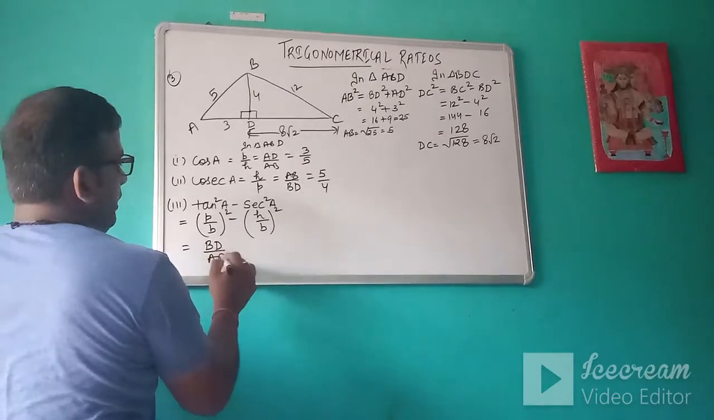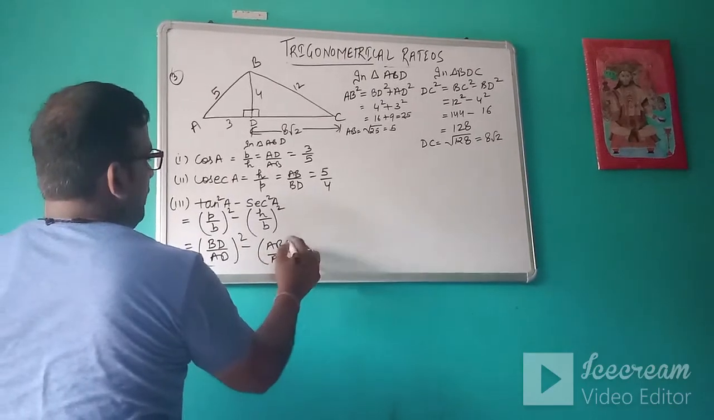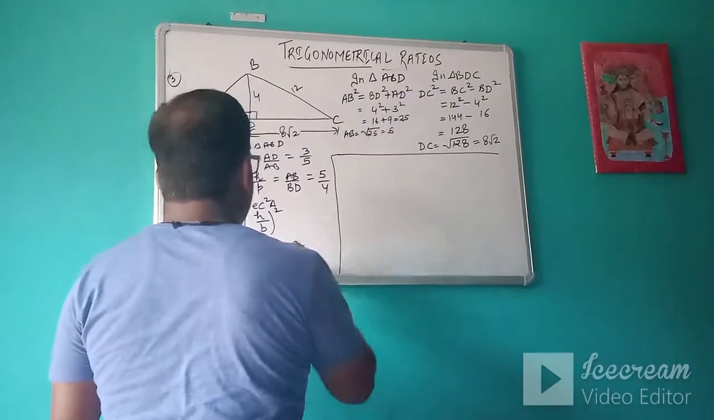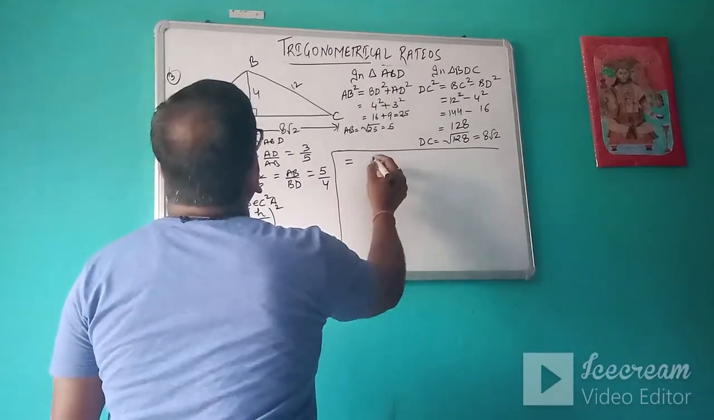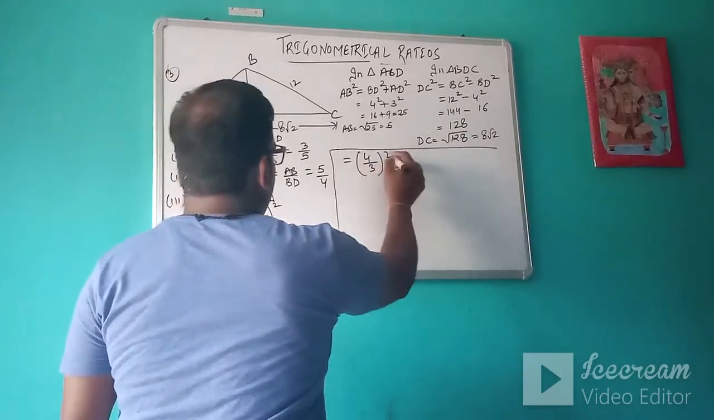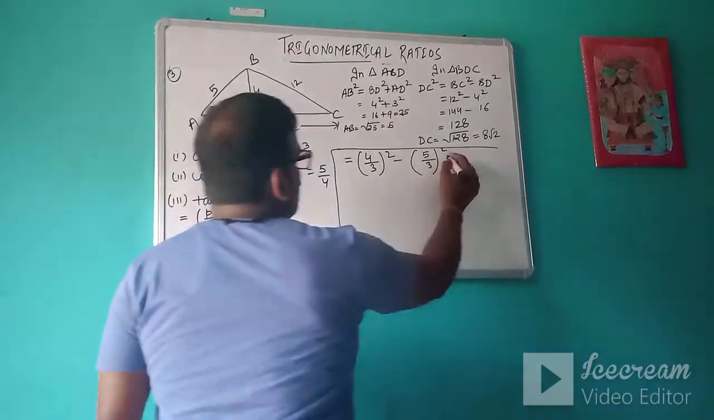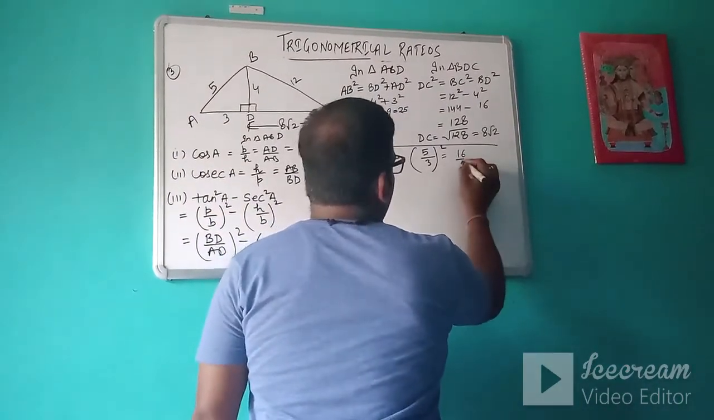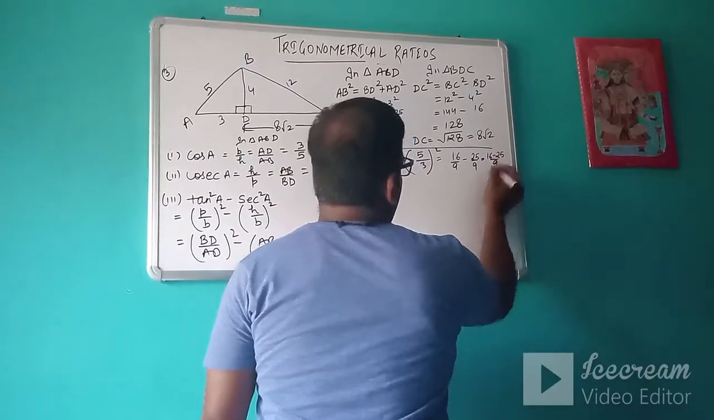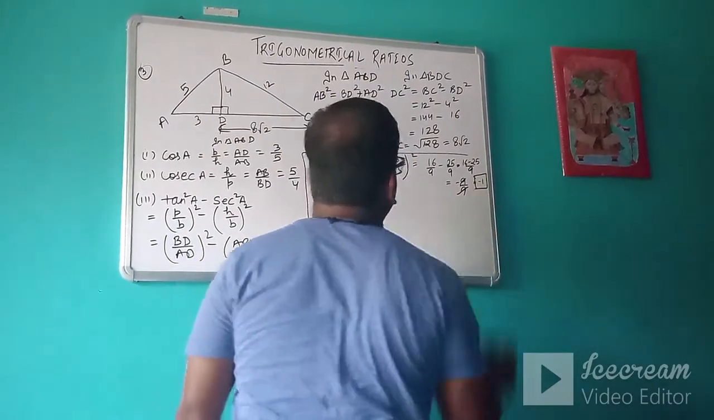BD upon AD. And what will be your H? AB upon AD whole square. So now we will put the value and let's see what we will get. What is BD? BD is 4 and AD is 3, 4 upon 3 square. Then what is AB? 5 upon 3 square. So it will give you how much? 16 upon 9 minus 25 upon 9, 16 minus 25 upon 9, that is, answer is equal to minus 1. Okay, so this will be your answer.